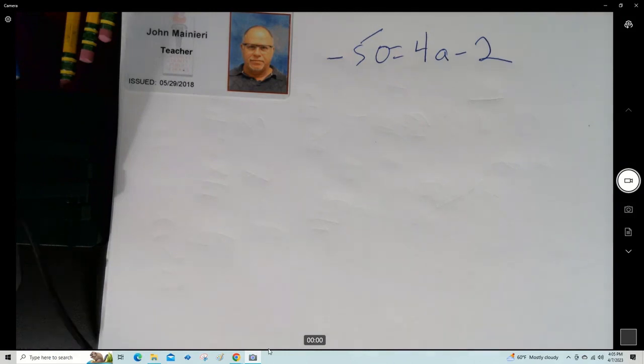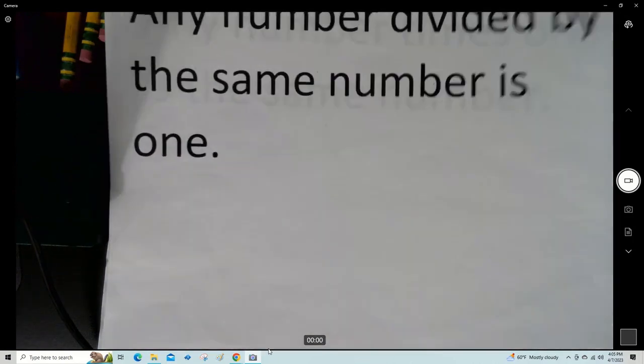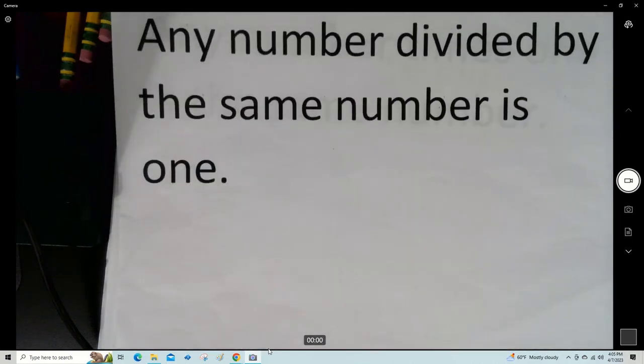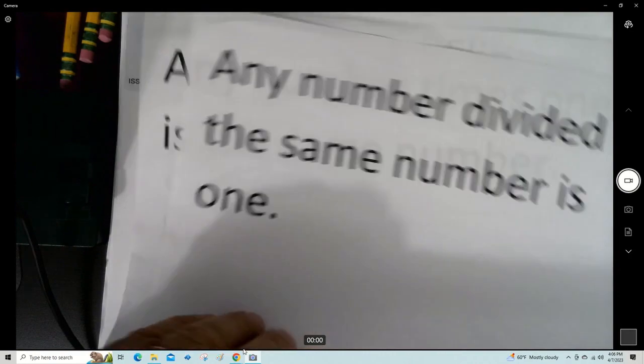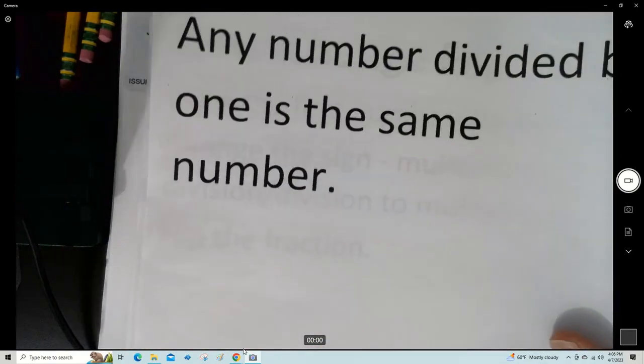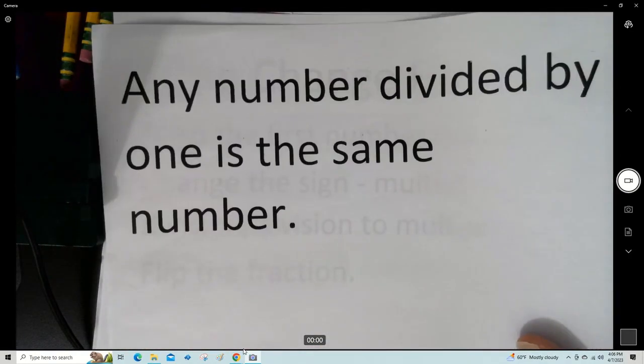Now, of course, what did I do with all my little props here? There we go. My 3 rules. Here they are. These are my 3 rules to math, understanding all math. Any number divided by the same number is 1. Any number times 1 is the same number. And any number divided by 1 is the same number.